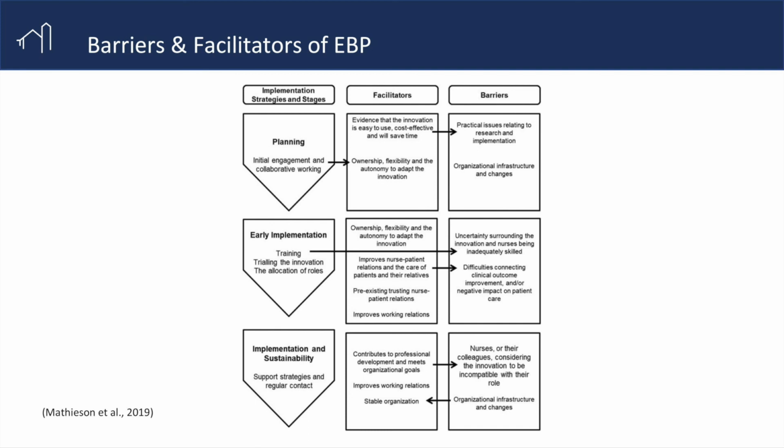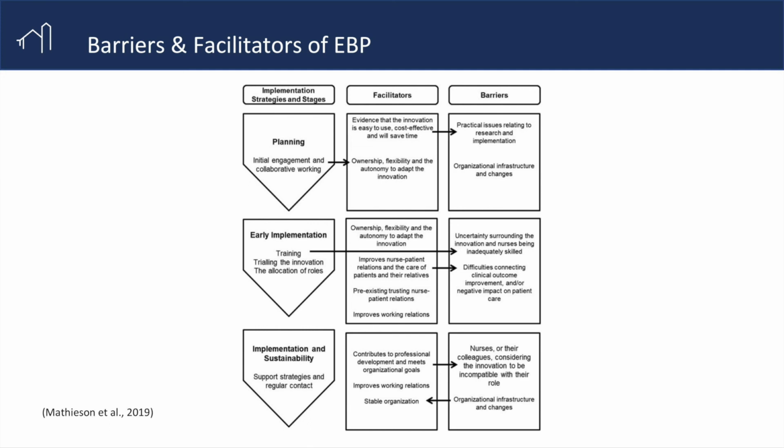So this is from a study looking at the implementation of evidence-based practice with nurses. So I really like the way that they sort of split this up into planning, early implementation, and then implementation and sustainability. So they looked at different stages in the implementation of evidence-based practice and listed the facilitators and barriers at each stage. So in the planning stage, which involved initial engagement and collaborative working, they noted that facilitators to evidence uptake were evidence that the innovation or the approach or the strategy was easy to use and cost effective, and then also the ownership, flexibility, and the autonomy to adapt the innovation.